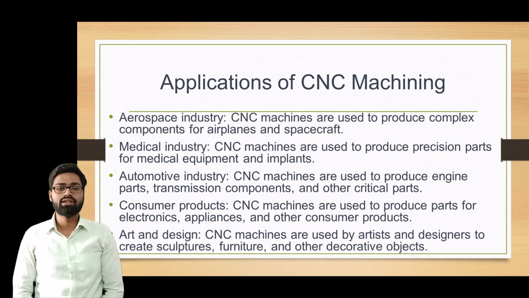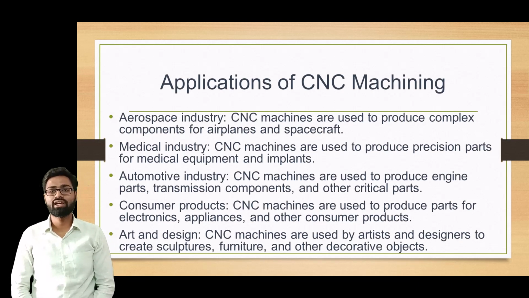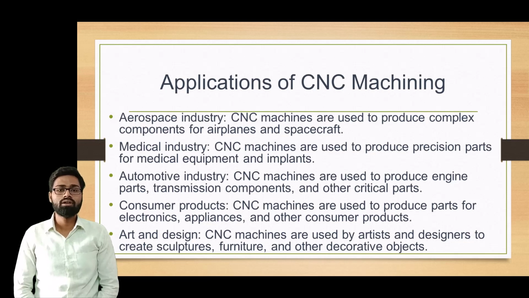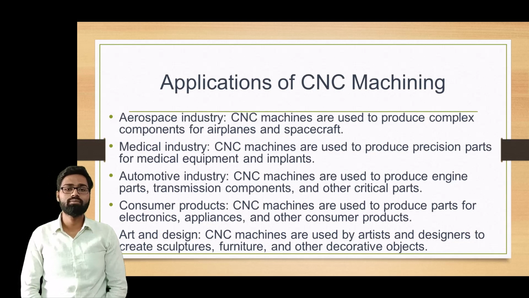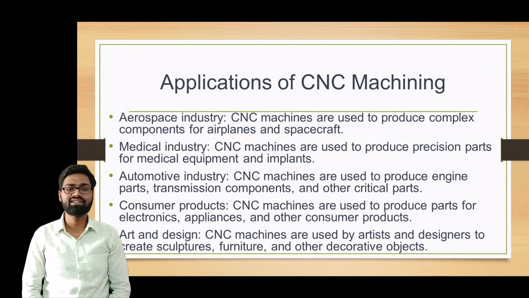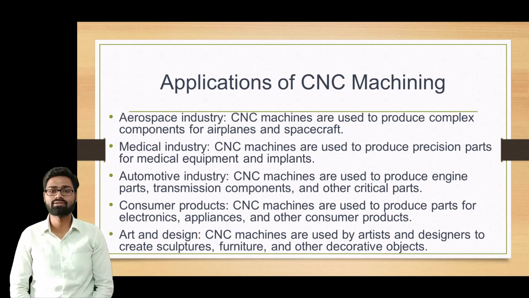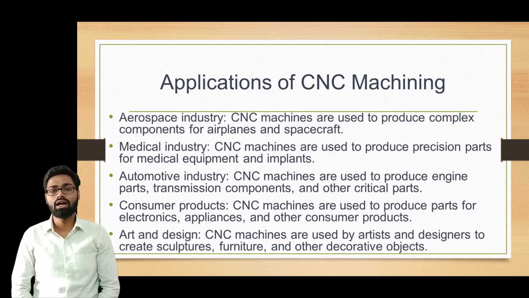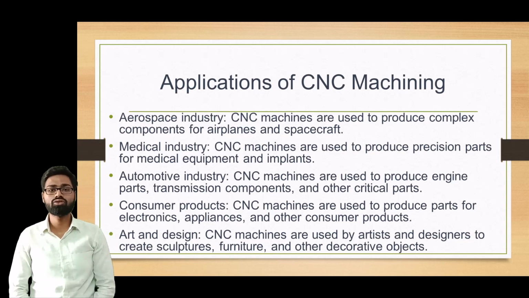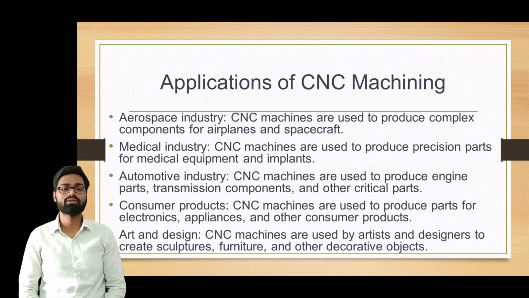Applications of CNC machining. Aerospace industry. CNC machines are used to produce complex components for airplanes and aircraft. Medical industry. CNC machines are used to produce precision parts for medical equipment and implants. Automotive industry. CNC machines are used to produce engine parts, transmission components, and other critical parts. Consumer products. CNC machines are used to produce parts for electronic appliances and other consumer products. Art and design. CNC machines are used by artists and designers to create sculptures, furniture, and other decorative objects.